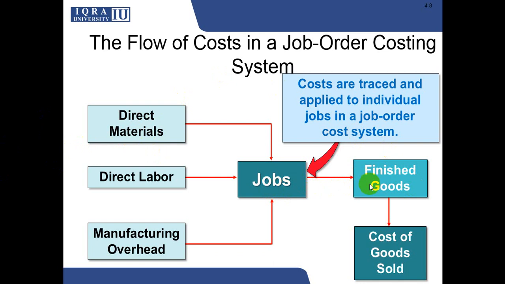Okay, then it is transferred to finished goods, then to cost of goods sold, and then sold to the customer, right? These all are in the job costing system. This is the flow of cost in a job cost system, right?